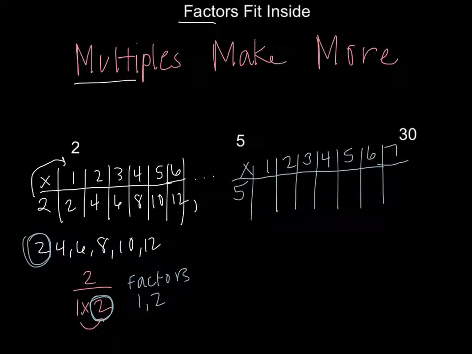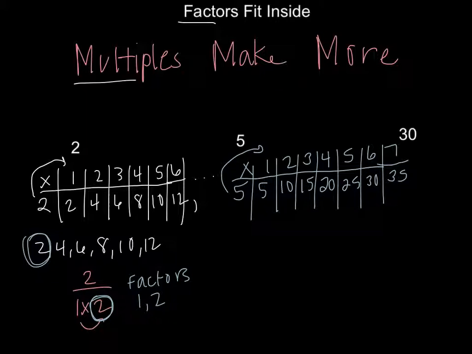So I'm going to start with 5 times 1, which is 5. 5 times 2 is 10. 5 times 3 is 15. 5 times 4 is 20. 5 times 5 is 25. 5 times 6 is 30. 5 times 7 is 35.